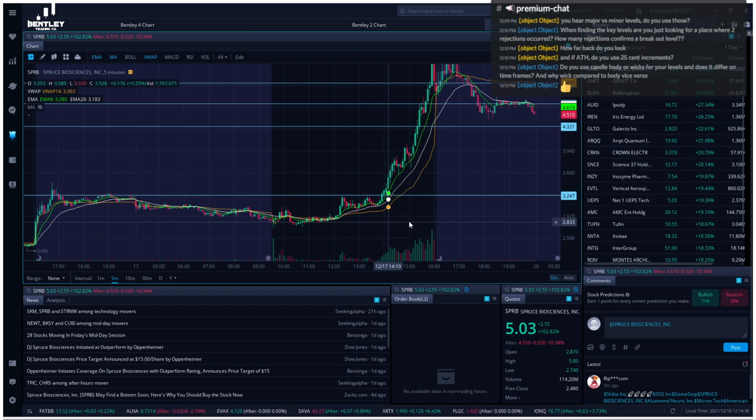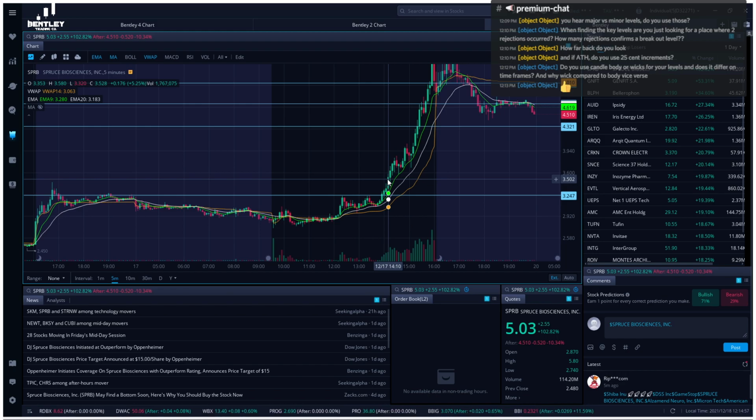I use these solely for support. I do not look at these as resistance, anything like that. These are all support. When the candles are over these levels, that means it is bullish. What that means is the buyers are in control, so it's in an uptrend.